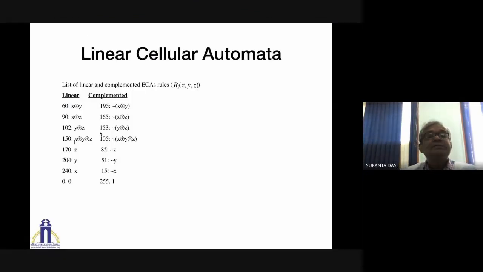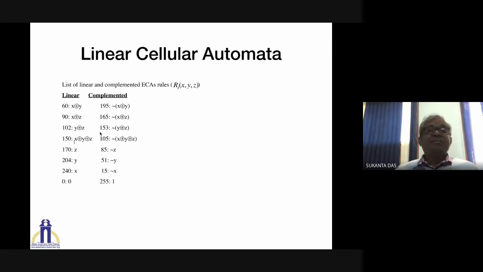So here, you can check the linear rules: 60 is x XOR y, 90 is x XOR z, which you have shown. 102 is y XOR z. 150 is x XOR y XOR z, that you have shown. Of the last four rules, 170 is nothing but z, just shifting. It is a shift rule. 170 is a shift rule.